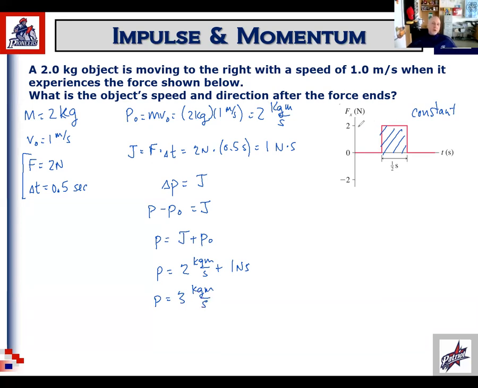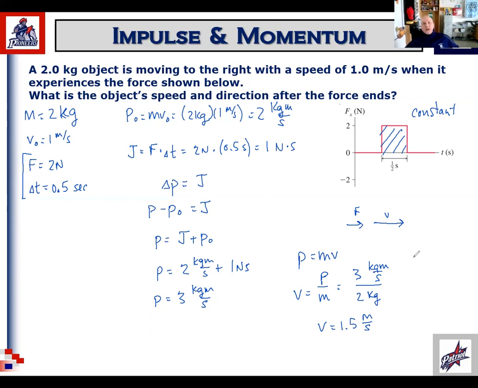This is a positive force, so we can assume that if the object was moving in this direction, the force was also in this direction. And so it made my final momentum bigger than it initially was. And so now that I know my final momentum, I can set that equal to mv and divide the momentum by the mass, which was 2 kilograms, to get 1.5 meters per second.